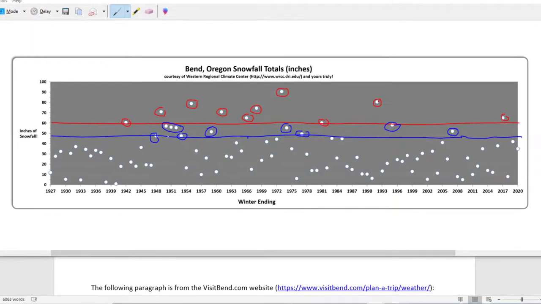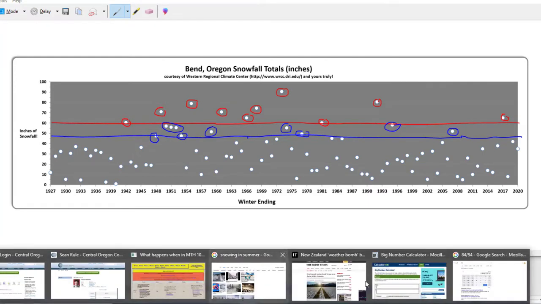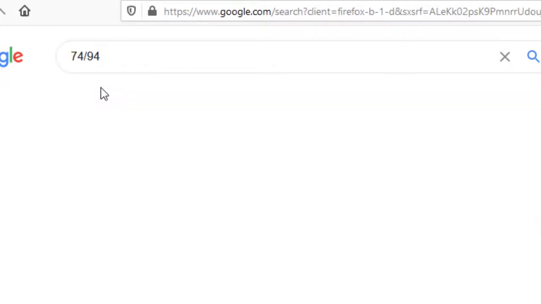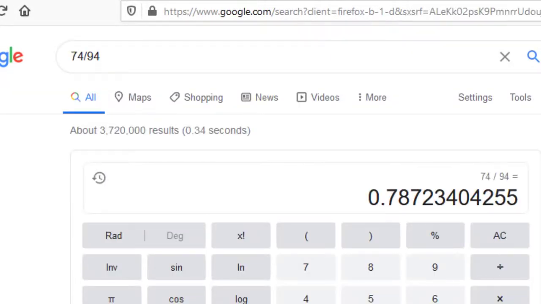There's 94 total years minus 20 is going to be 74. So now we're going to have 74 out of 94. We can use Google to help us with that percentage. 74 out of 94 gives us about 79%, roughly 80%. All right, 80% of years have 4 feet or less.